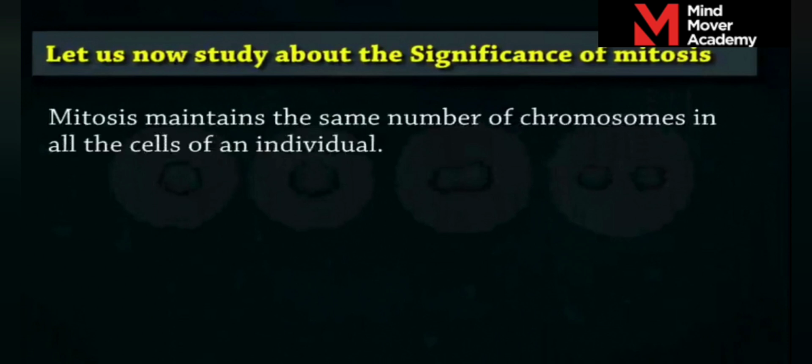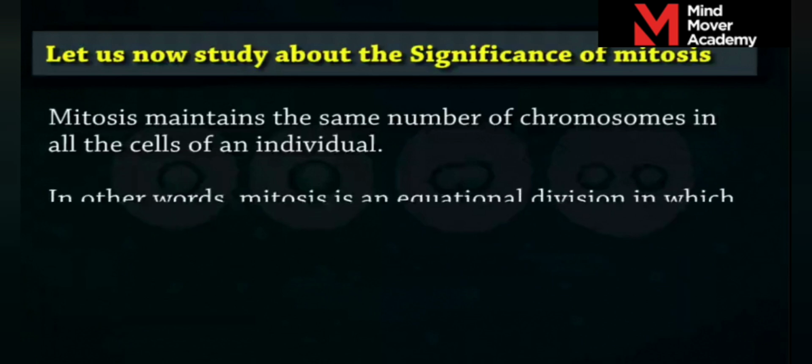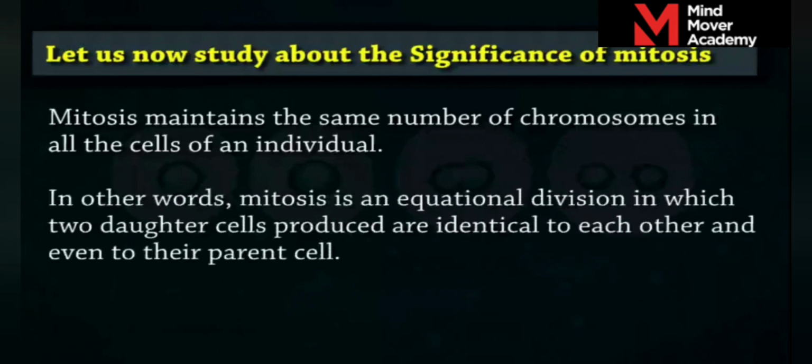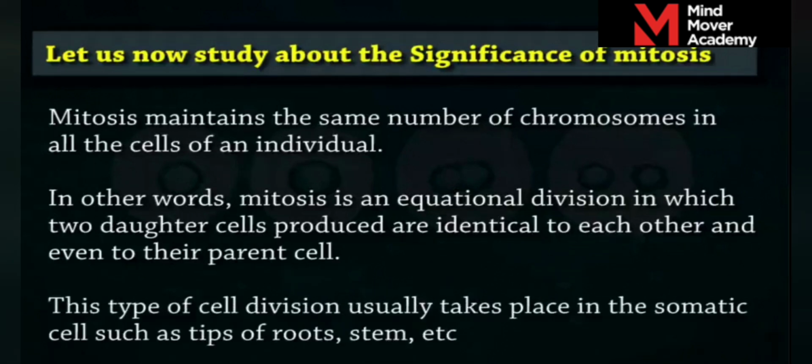Mitosis maintains the same number of chromosomes in all the cells of an individual. In other words, mitosis is an equational division in which the two daughter cells produced are identical to each other and even to their parent cell. This type of cell division usually takes place in somatic cells, such as tips of roots, stem, etc.